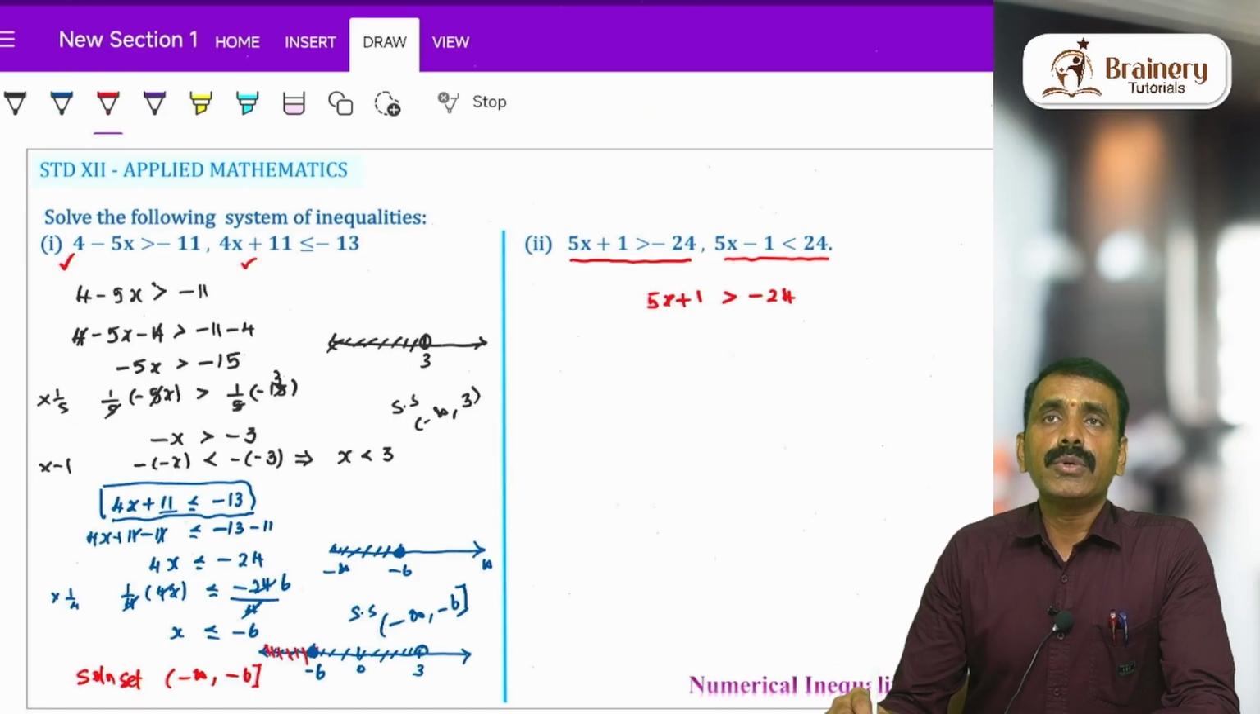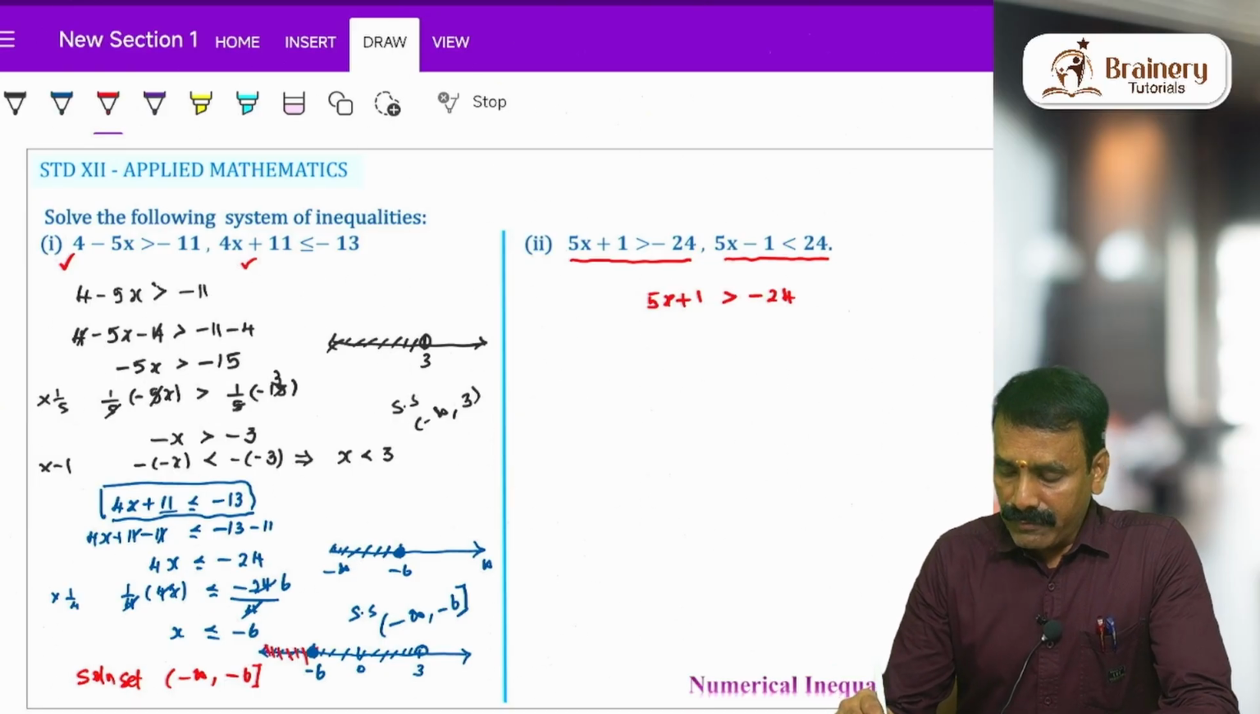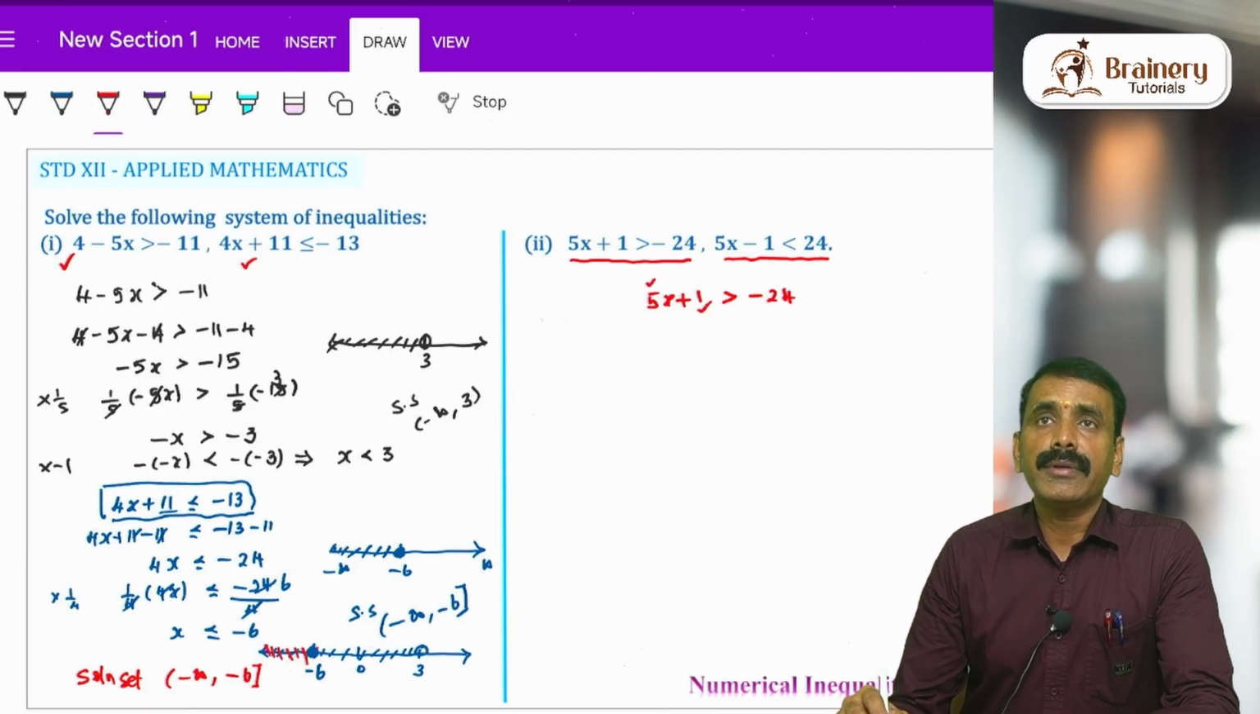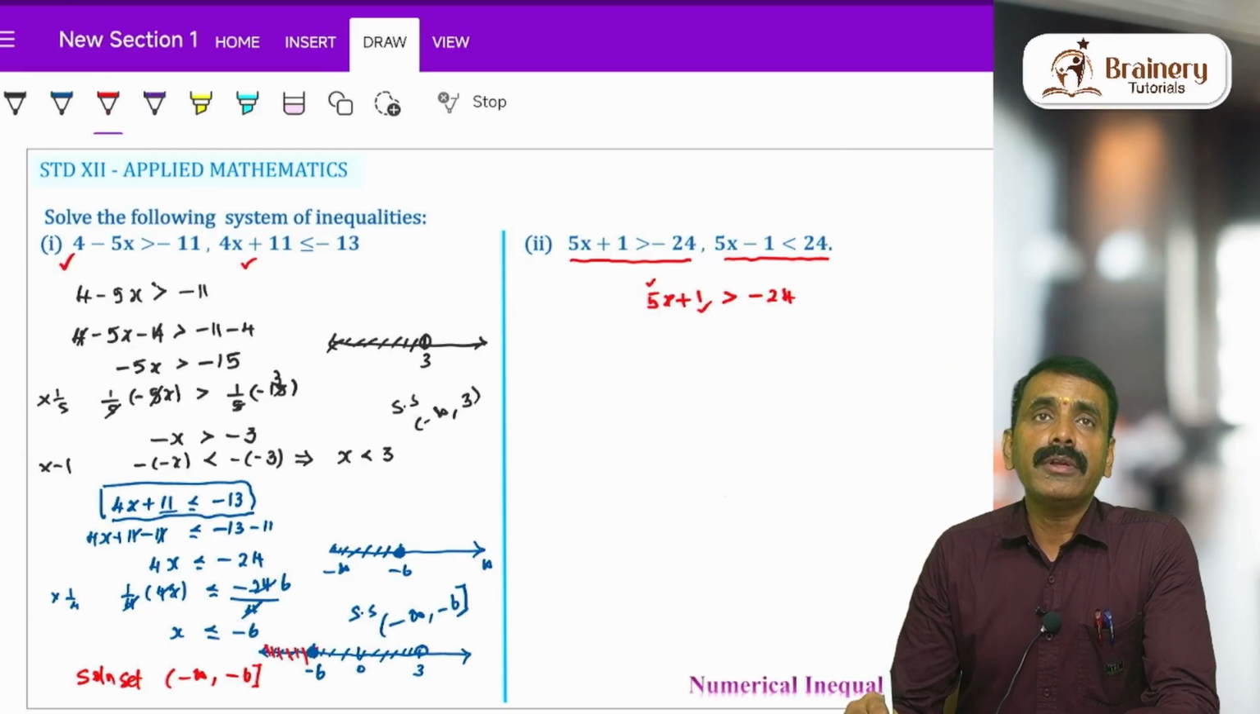What are we supposed to do? We must find the value for x. For that, we must try to eliminate first the constant. So this 1 is in addition with 5x, so we have to remove that plus 1.